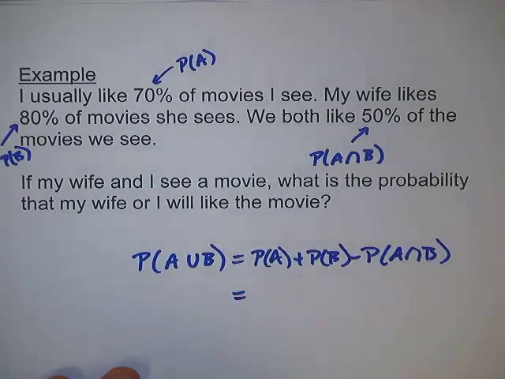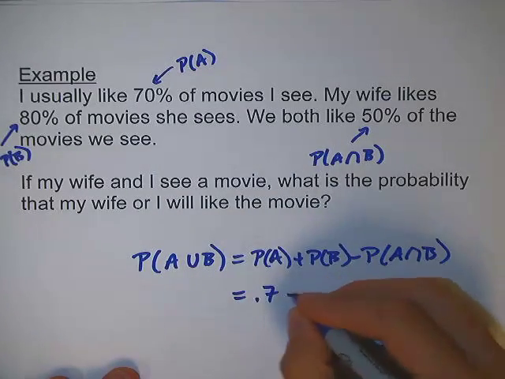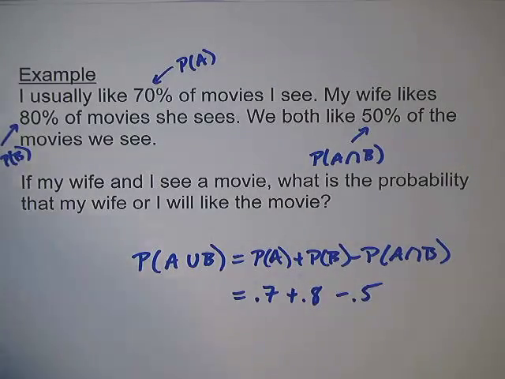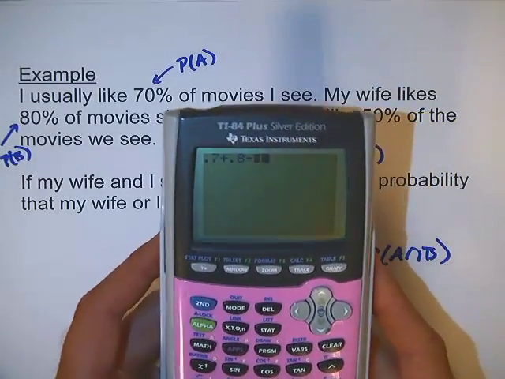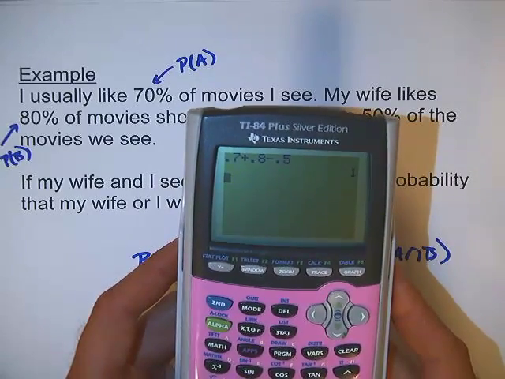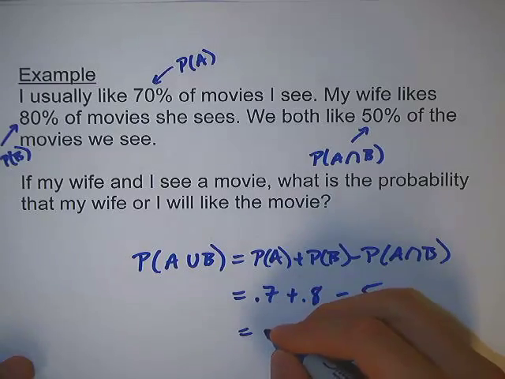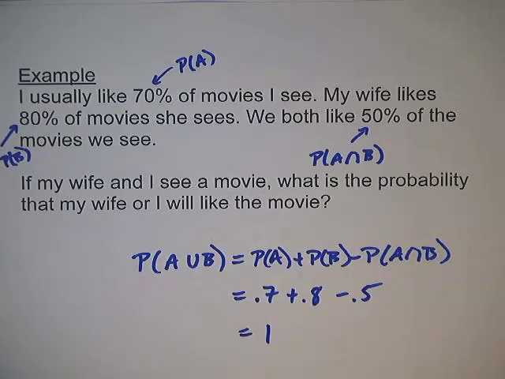Okay, so if we do that, this is going to be 0.7 plus 0.8 minus 0.5, and use the calculator. That's going to give me 1. Okay, so it actually worked out pretty nicely here. There is a 100% chance that either my wife likes it or I like it, or we both like it. So since that was 1, there's a 100% chance of that occurring.